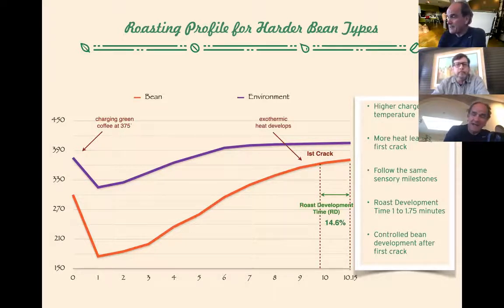Following, again, the same sensory milestones. And in this case, since we are aiming at a roast with more heat, since we are looking at a roast that is slightly faster than a softer bean type, a roast development time window of 1 to 1.1 and 1/3 minutes. And then the controlled bean development after the first crack, just like in the case of the previous example.